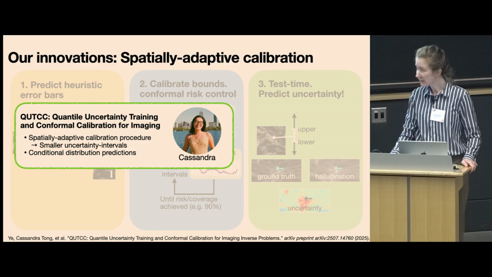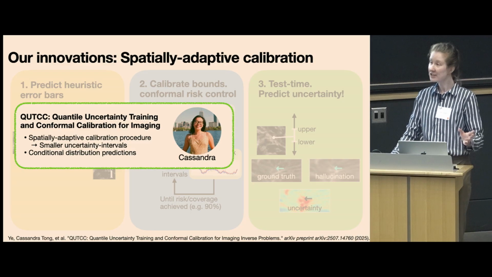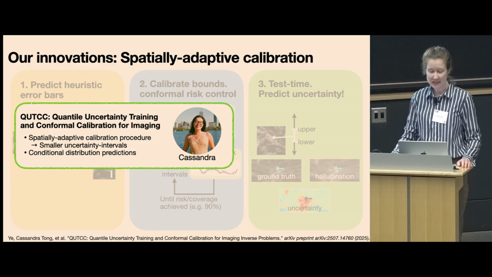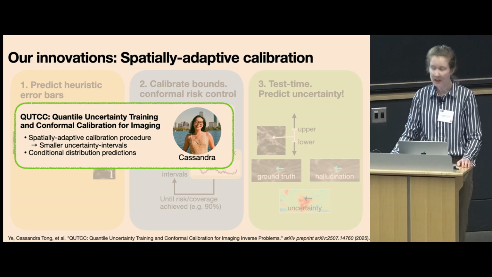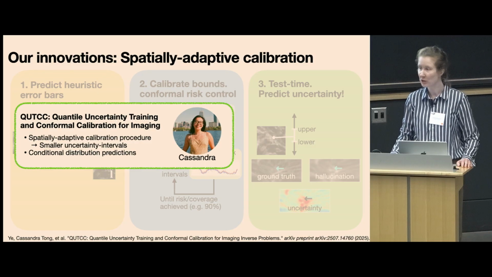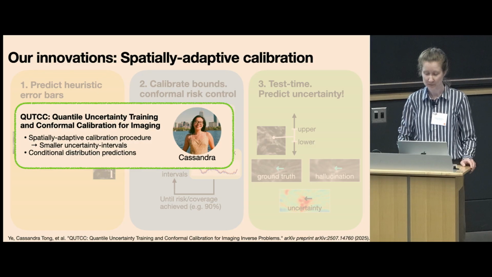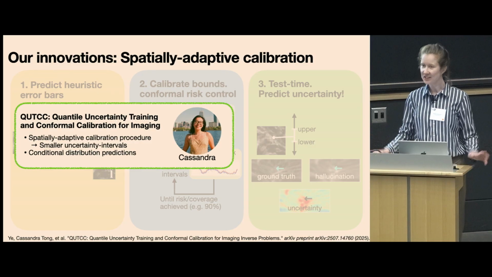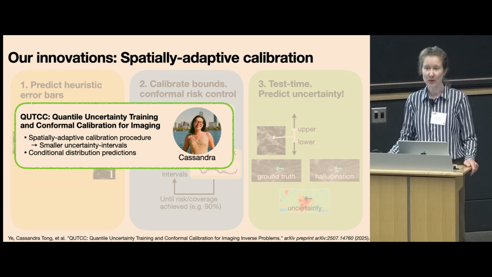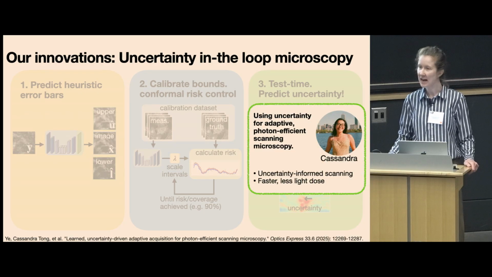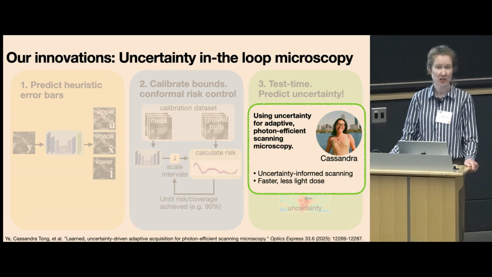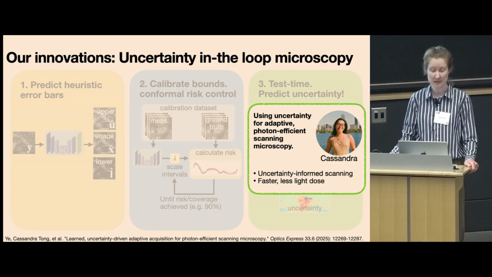Okay, so this project essentially presents a way to do spatially adaptive conformal calibration, which results in smaller intervals, and also a way to predict the conditional distribution, which previous methods could not do. So now that we have uncertainty, what do we do with it? Well, we could give this to a doctor, and they could say, okay, maybe I shouldn't trust those regions. But more actively, we can actually use it in the loop, potentially, to acquire better measurements.